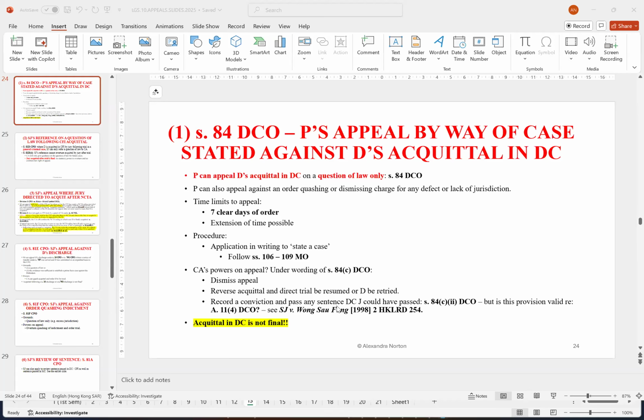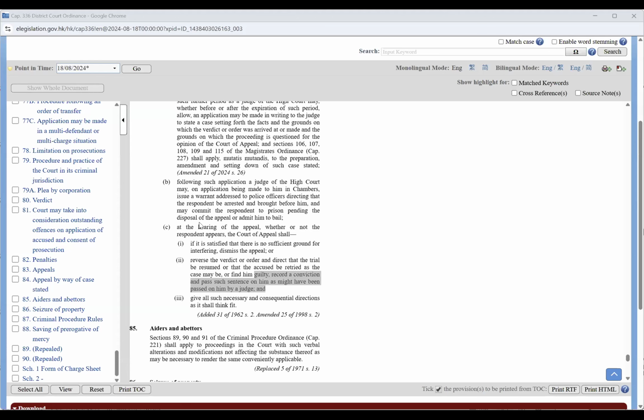Let's go back to what we were looking at, which is that provision in the District Court Ordinance. Okay, here we go. So under this provision, on an appeal against the defendant's acquittal, the Court of Appeal can dismiss the appeal. So, in other words, the acquittal stands. Or they can reverse the order, direct that the trial be resumed.